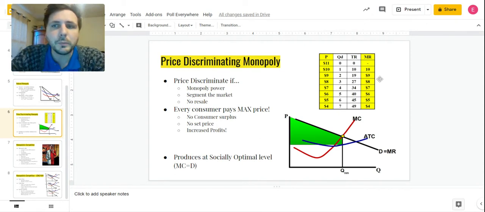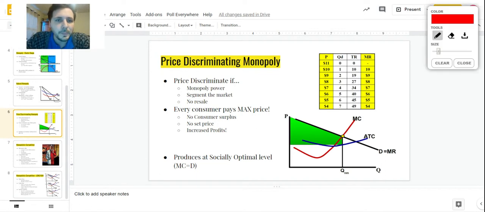Well, first, in order to price discriminate, a couple things have to be true. First, they have to have monopoly power, meaning that they have complete control over an entire industry. Second, they need to find a strategy to segment the market. How do I ensure that one person pays a higher price than somebody else? How do I do that? And then finally, they have to ensure that there's no ability for there to be a resale of the products that they're using, right? So the problem with a price discriminating monopoly is that there's no consumer surplus.